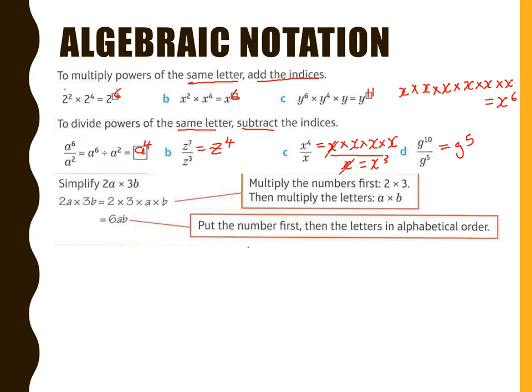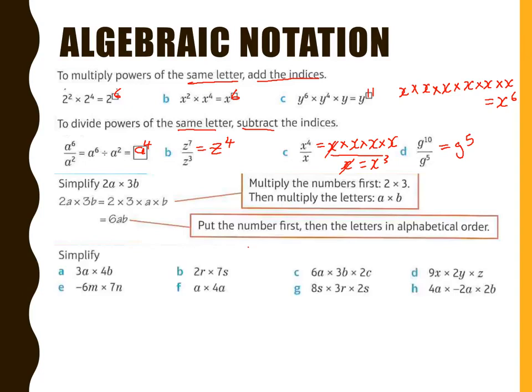You multiply the numbers first. 2 times 3, you get 6. A times b, you get ab. Remember, you put the number first, then the letters in alphabetical order. I want you to simplify those. Be careful with these negative numbers, okay?